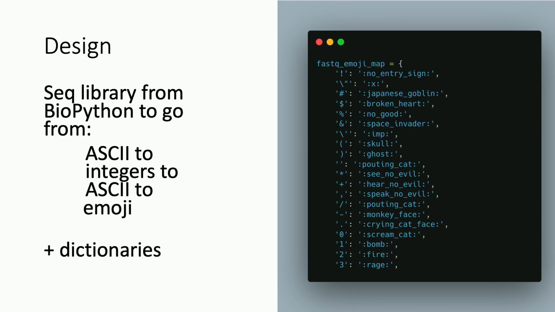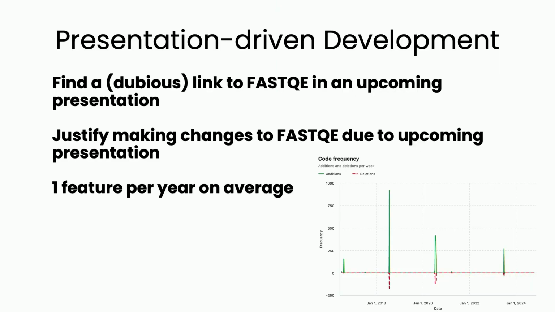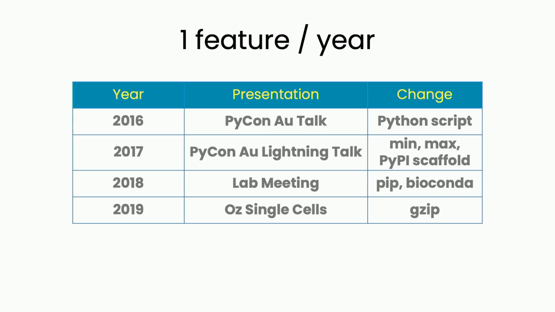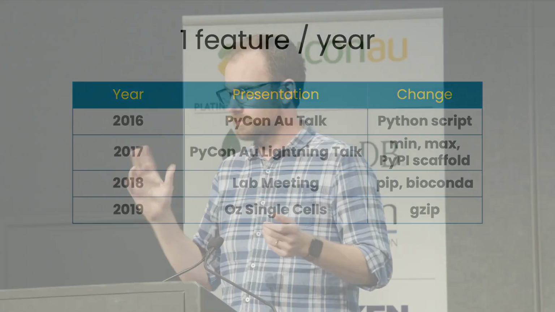It has what I like to call presentation-driven development. I find a dubious link in some talk that's coming up and use that to justify doing it. And you can see from the code frequency that it leads to features about once a year. For that lightning talk, I put in the minimum and maximum. I got it ready for PyPI. Had a lab meeting, I put it on Bioconda. I had another talk, I got it to work on compressed files.